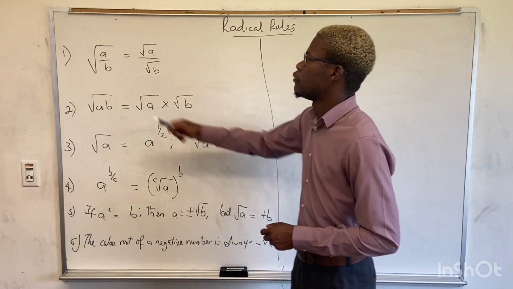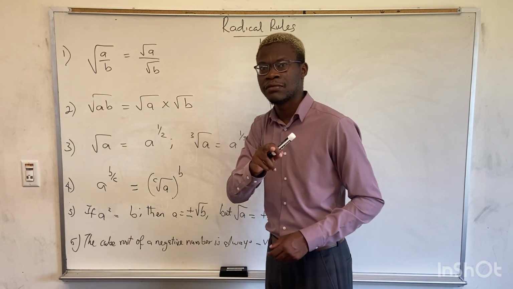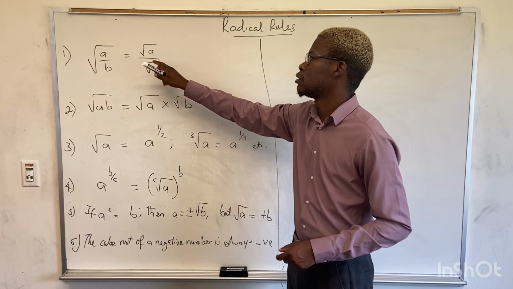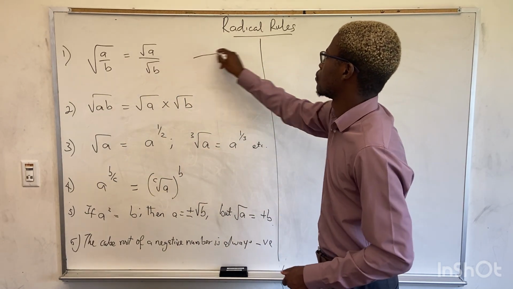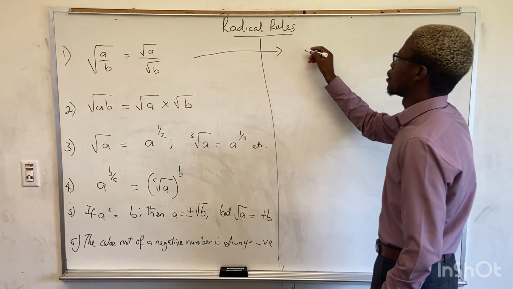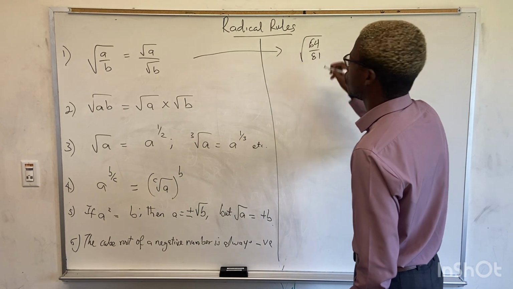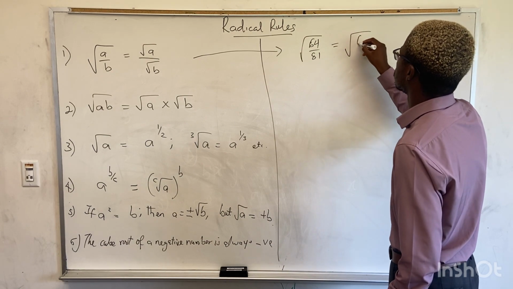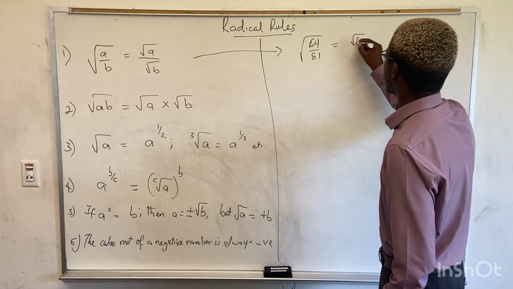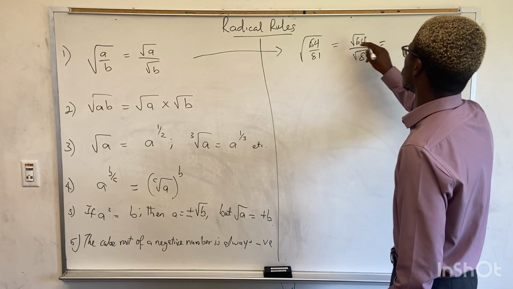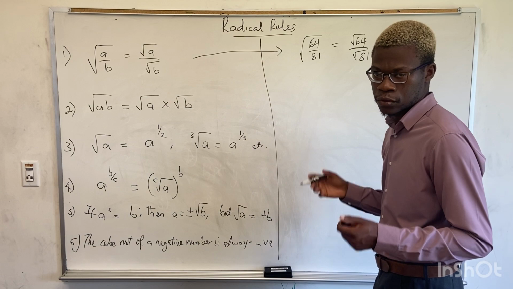So for example, the first rule is that the square root of a over b, of a fraction a over b, is the same thing as saying the square root of a divided by the square root of b. So for example, let's have an example for this one. The square root of 64 over 81 is the same thing as saying the square root of 64 divided by the square root of 81. Square root of 64 is 8, square root of 81 is 9. All right, so that's how you can use that rule.